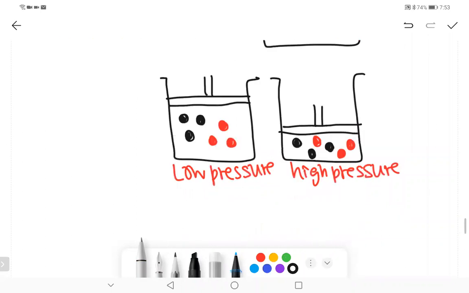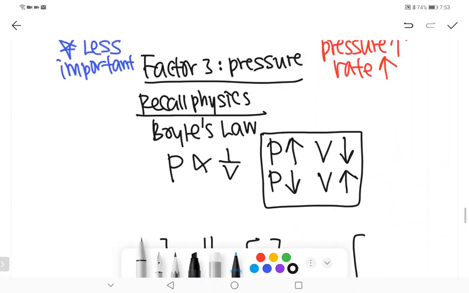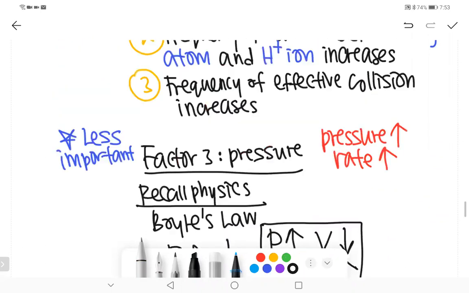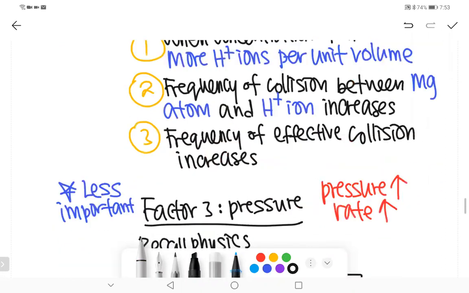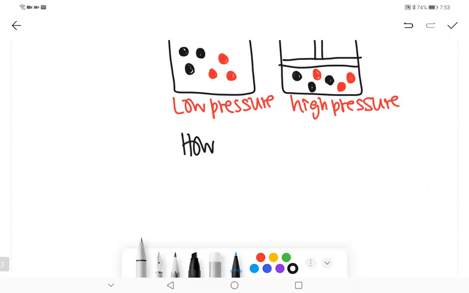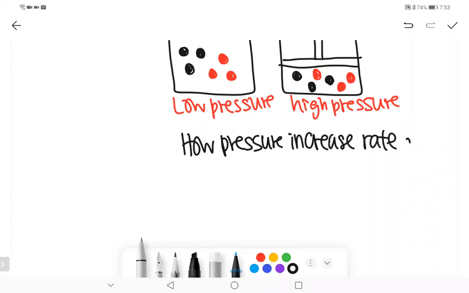So now what happened? When we increase the pressure, let me show you how they ask the questions. Let's say the question is: how does pressure increase the rate of reaction? How can the pressure make the rate of reaction higher? If this question gives you 3 marks, how are we going to explain?